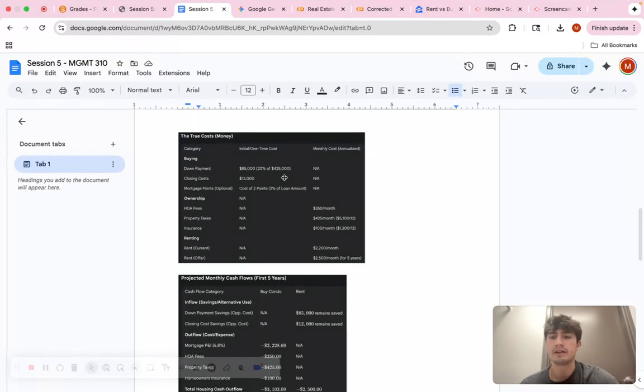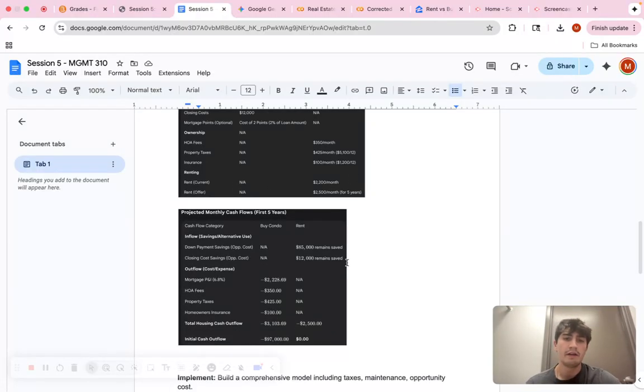So let's start with the true cost, which we talked about earlier. So the true cost can be anything that is the actual cost, or let's say even an opportunity cost, like what you're giving up if you buy it or what you're giving up if you rent it. So right here, it goes in for the one-time cost, which would just be the buying option right now, and it also does the monthly cost annualized, which just means the whole year, and that's for the buying option, and then the renting option is down below.